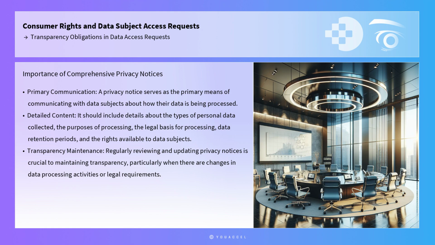Moreover, organizations must ensure that their privacy notices are comprehensive and up-to-date. A privacy notice serves as the primary means of communicating with data subjects about how their data is being processed. It should include details about the types of personal data collected, the purposes of processing, the legal basis for processing, data retention periods, and the rights available to data subjects. Regularly reviewing and updating privacy notices is crucial to maintaining transparency, particularly when there are changes in data processing activities or legal requirements.